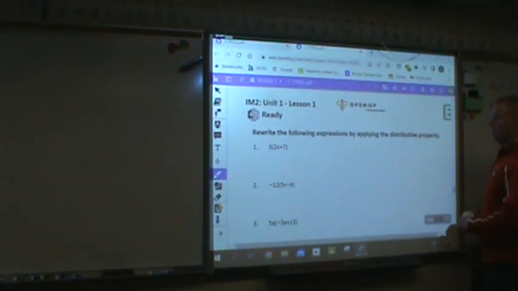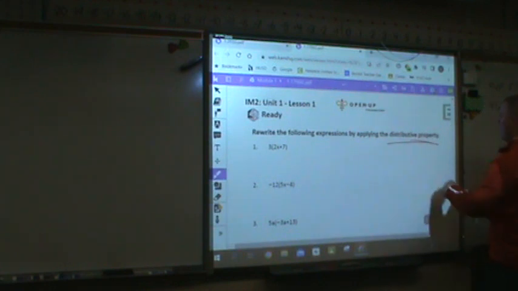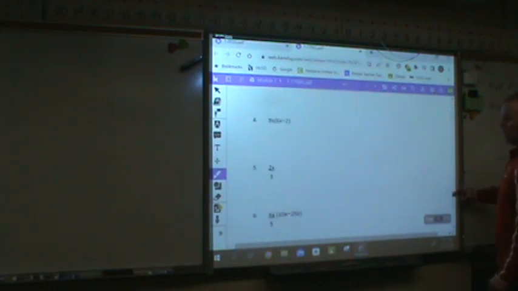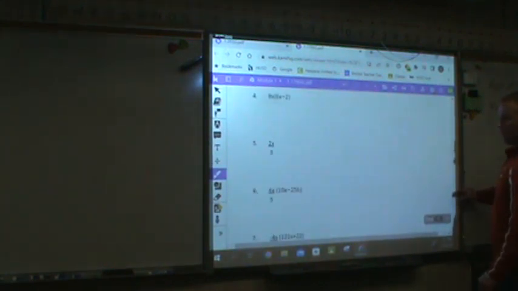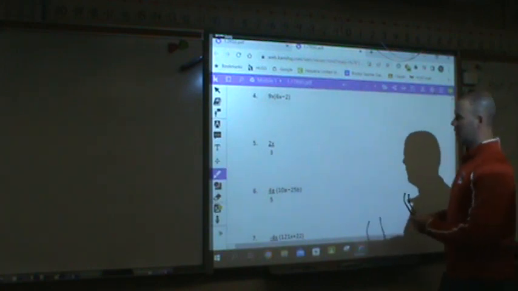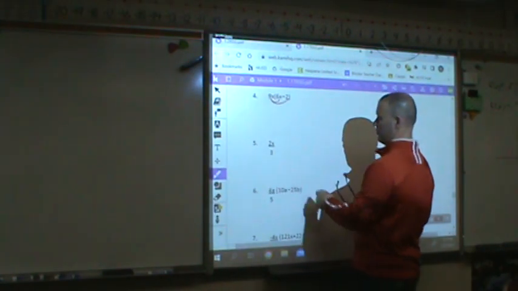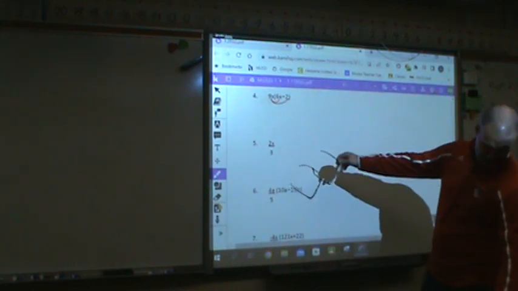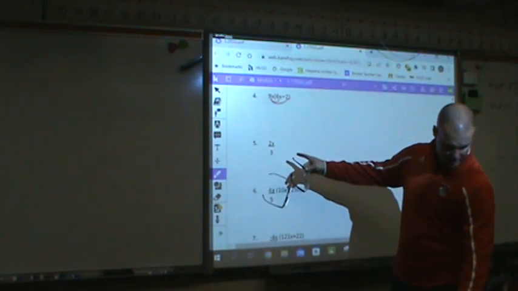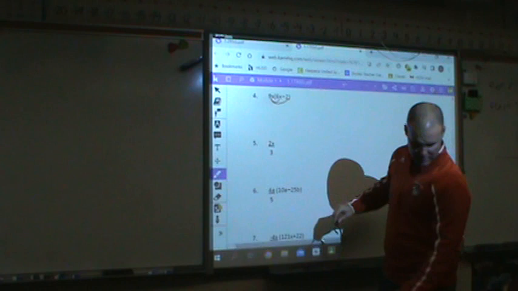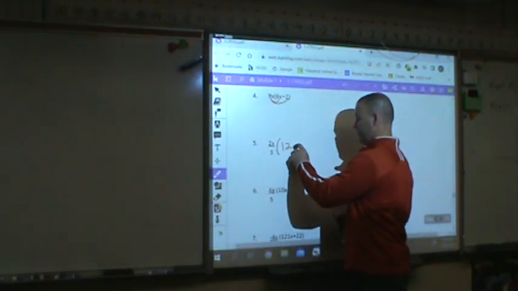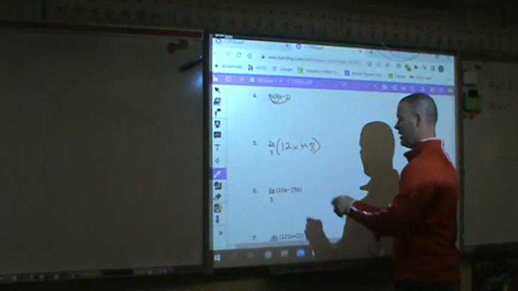The ready is pretty simple. It says use a distributive property. I'm going to show you one of the hardest ones, and if I show you that, you should be able to do the easy ones because it's distribute here, distribute here. Number 5 is not on my paper here, but number 5 is in your book, and that is 2/3 times 12x plus 18. I'll just go ahead and start with that one.